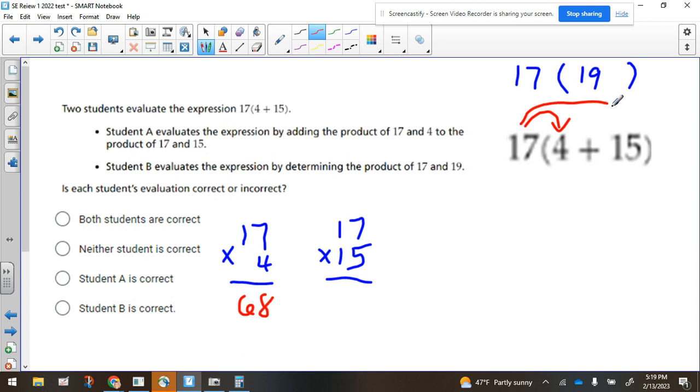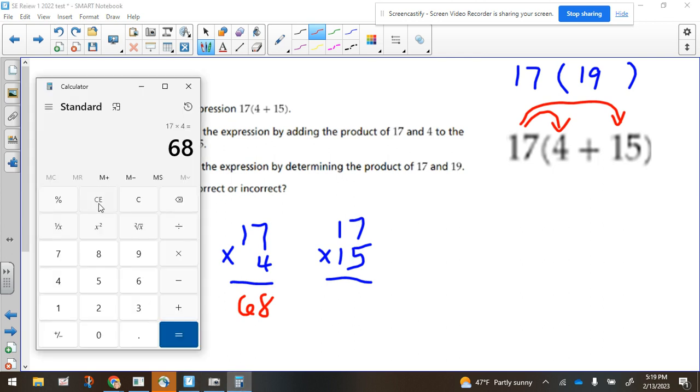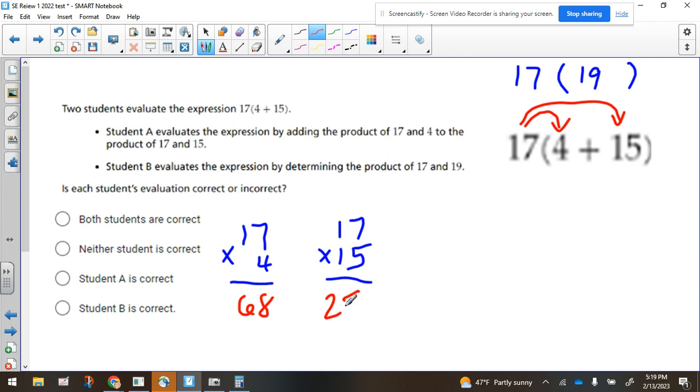And if we did this times this, that's multiplying 17 times 15. I'm going to show you that on the calculator. 17 times 15, and we end up getting 255. Let me write that down. So we did 17 times 4 and we got 68, and then we're going to add to that.